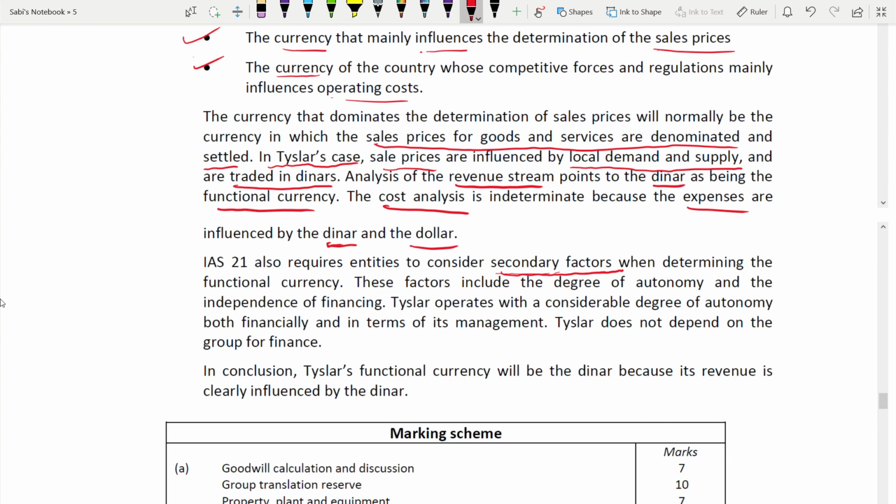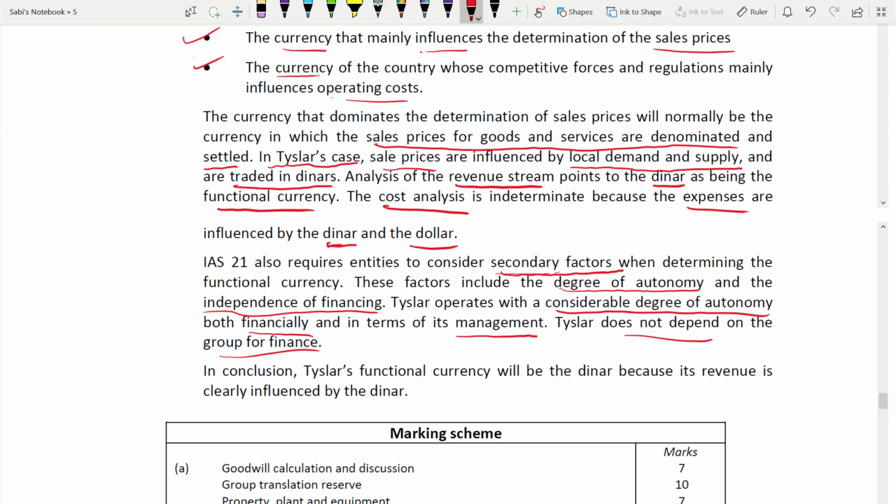It includes the degree of autonomy. It is given in the case study, right? We saw who has the degree of autonomy, and the independence of financing. We saw that they don't require financing from the parent company, Bubble. Tysel operates, as we have been told in the case study, with a considerable degree of autonomy, both financial and in terms of management, and does not depend on the group finance. So what does it indicate? That dinar is the functional currency.